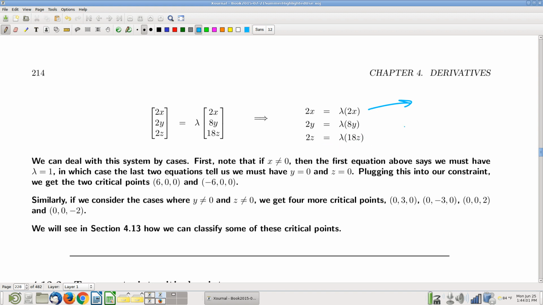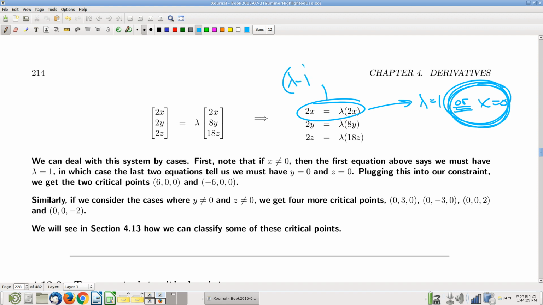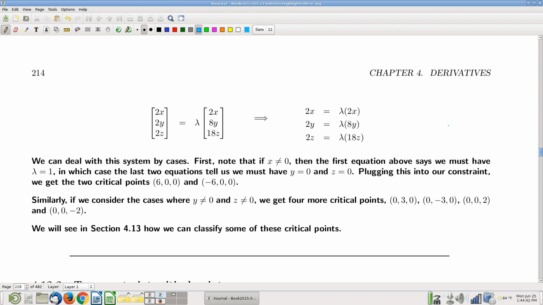What this first equation actually tells me is either lambda equals 1 or x equals 0. Don't forget about the possibility: x could be 0. If you rewrite this equation, it's (lambda minus 1) times 2x is equal to 0. We have a product that's equal to 0. That means either this factor is 0 or the other factor is 0. It doesn't mean that this factor has to be 0. All right, so you got to consider cases one at a time.